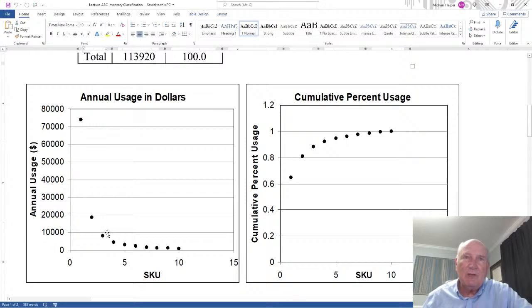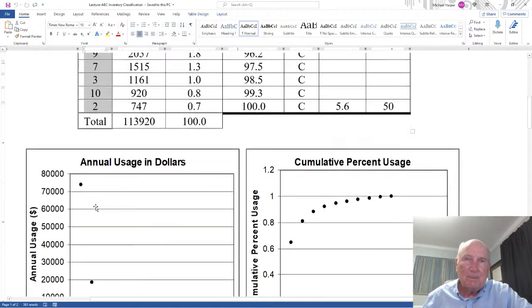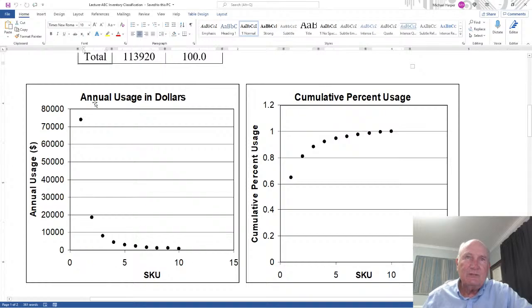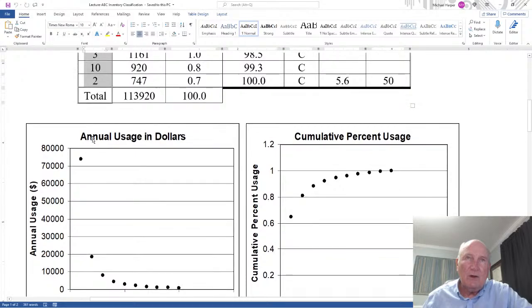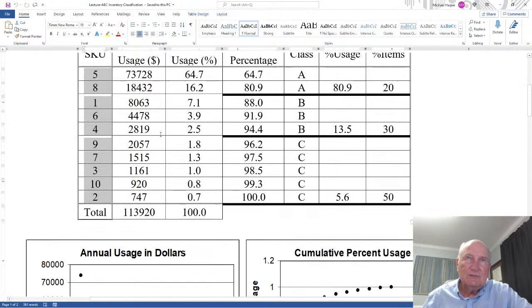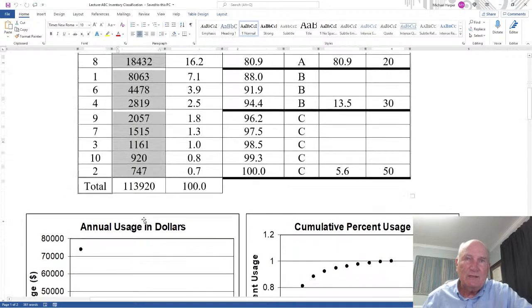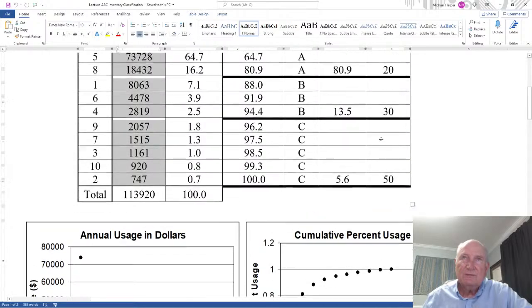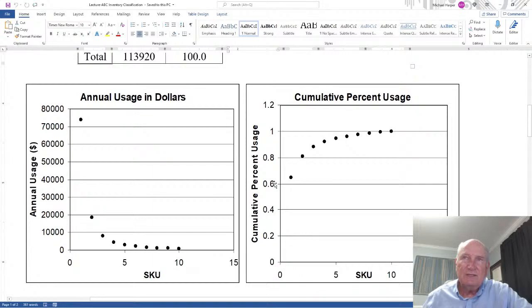So what I'm doing here, I'm plotting this. I'm reordering the SKUs from 1 through 10. Okay, this is 1 through 10 SKUs. But here, I'm plotting my ranked order SKUs on the annual usage in dollars. So I take this annual usage right here, and I plot them 1 through 10. And that's this plot right here. And you can see how it goes down. This one is a cumulative percentage usage. So the cumulative percentage right here, I plot these versus 1 through 10. And you can see them right here.